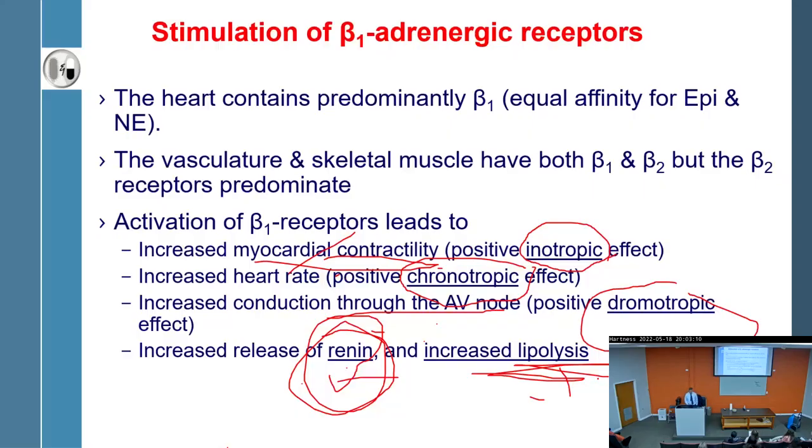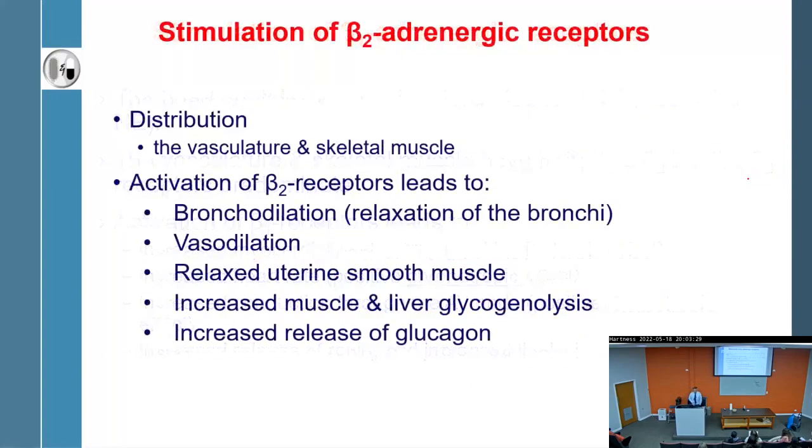There are beta receptors in the vasculature too. Okay, there are a little bit more beta 2s than beta 1 in the vasculature, and a little bit more beta 1 than beta 2 in the heart. That's it. But in the cardiovascular system, these beta receptors are very important. So what happened with the beta 2 receptors?